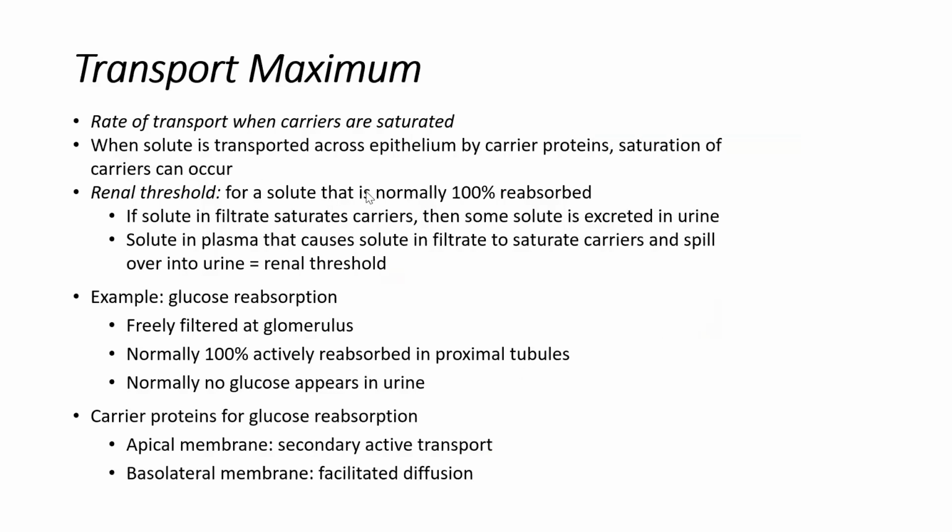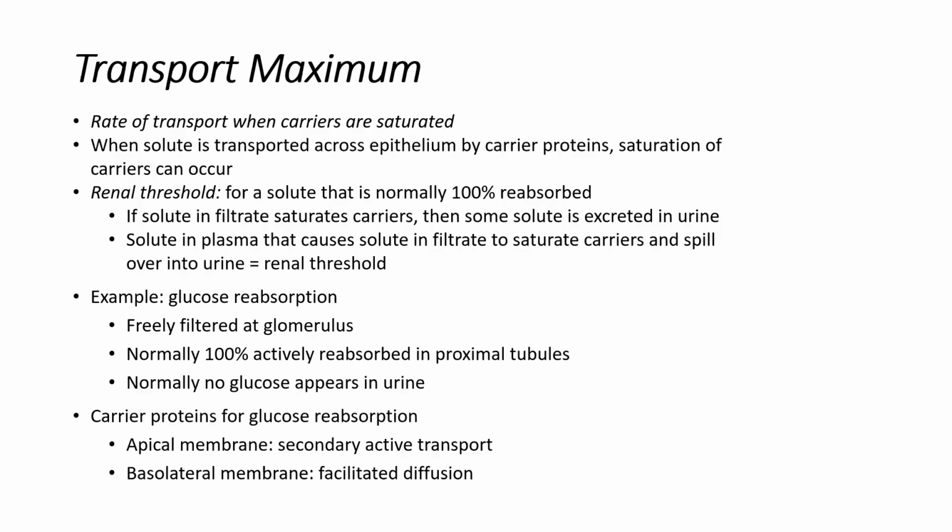And so when a solute is transported across the epithelium by these protein transporters or carriers, saturation can occur. When that saturation occurs, we call that transport maximum, okay? We can also talk about renal threshold. So renal threshold is the plasma concentration at which we see that saturation occur. So the transport maximum is the rate of movement that causes that saturation. Renal threshold is the plasma concentration at which we begin to see that saturation.